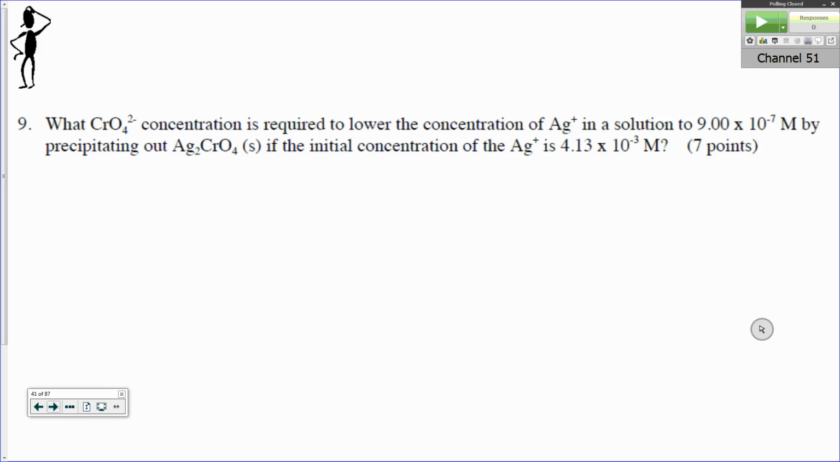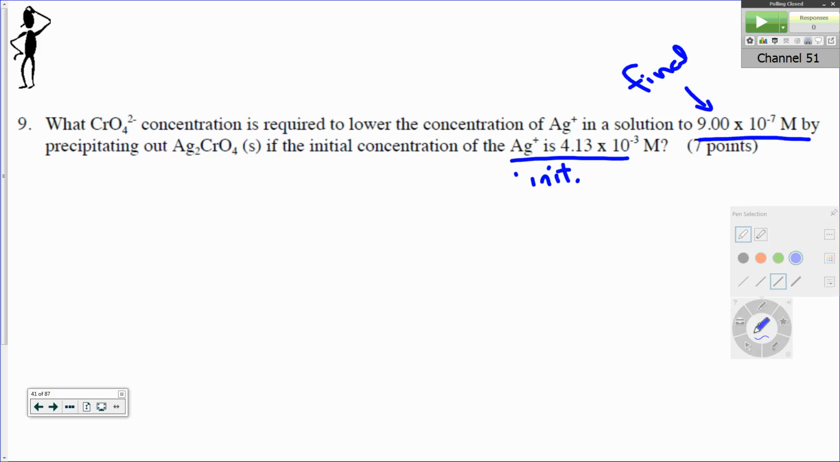Okay, so here's the problem. I've got this initial concentration of silver, and I want to take it down to a final concentration. So I've got silver initially, so this is my initial, and I want to take it down to this level of silver. This is going to be my final. So I just got to identify where I'm at.